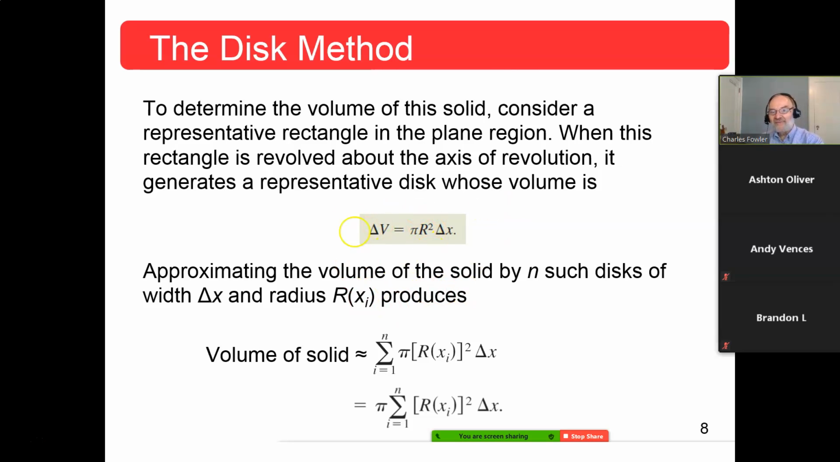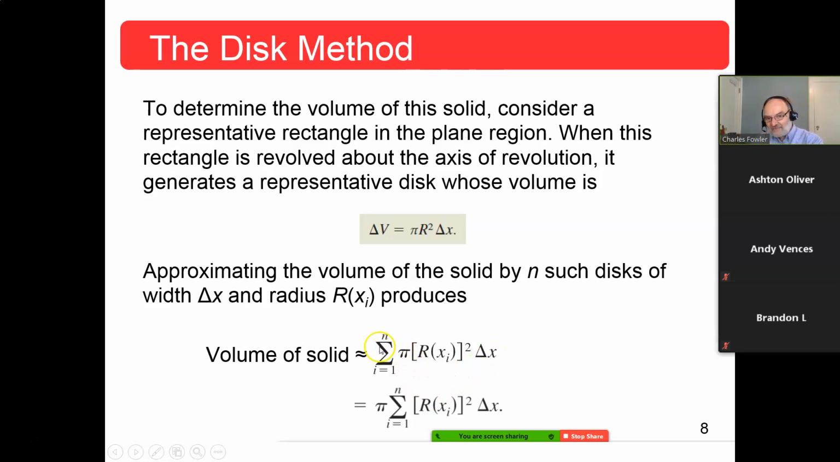That's what that is, and then your delta x is the thickness of that element. Approximating the volume of a solid by n such disks of thickness delta x with radius r of x sub i, where x sub i is some value between i minus 1 and i, and the radius is some function of that. Then the volume of revolution would be the summation of all those n rectangles, 1 to n, of pi times that r of x sub i squared times your delta x.